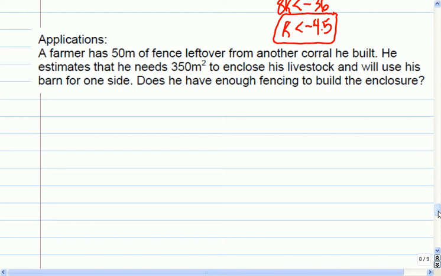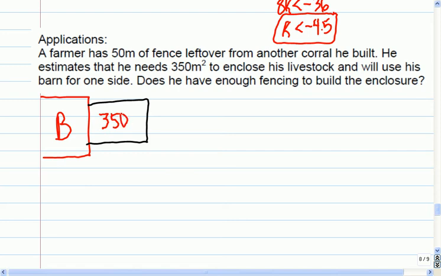A farmer has 50 meters of fence left over from another corral he built. He estimates that he needs 350 meters squared to enclose his livestock, and will use his barn for one side. Does he have enough fencing to build the enclosure? So if we just draw a little picture here, he's got a barn, and he's going to make one more enclosure where the barn is part of it. And what we'd like is 350 meters squared here. And we've got 50 meters of fence to do it. So is this possible before we send somebody out and actually go get them do it?